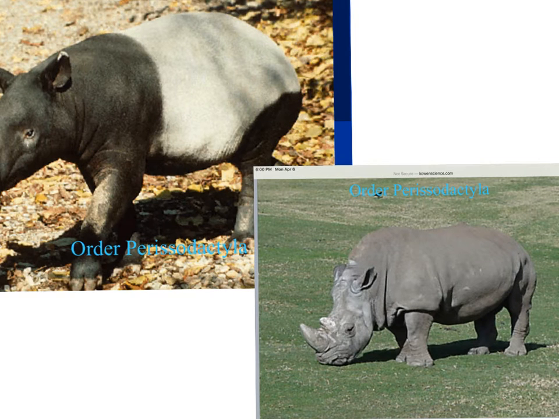So here we have the order Perissodactyl. The Perissodactyl are odd-toed ungulates. You can see here that it has 3 toes, being odd-toed. So the rhinos, the tapir, which we have right here, zebras, horses, would all be examples of this particular order.